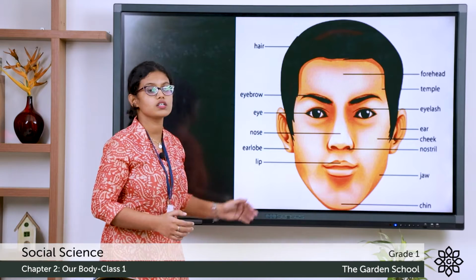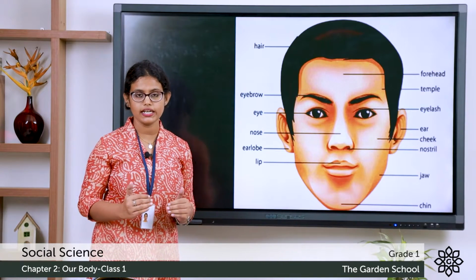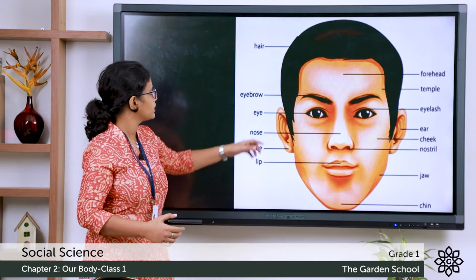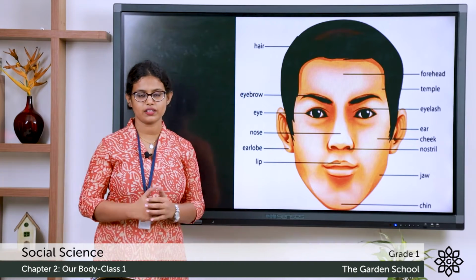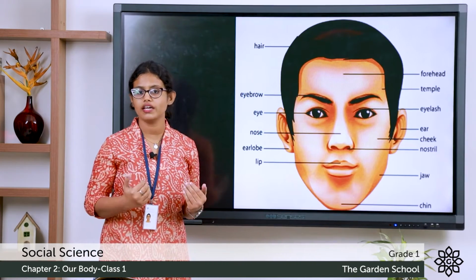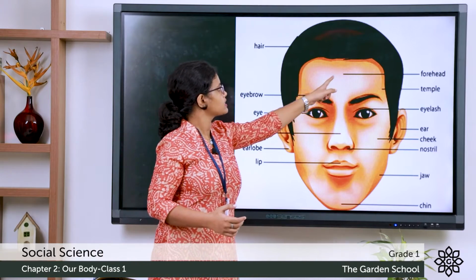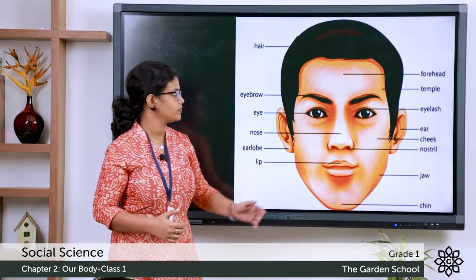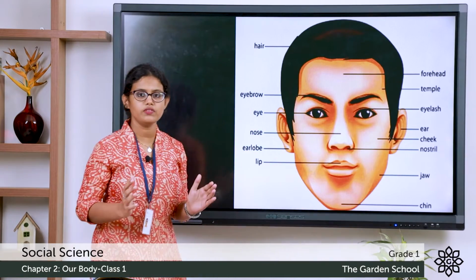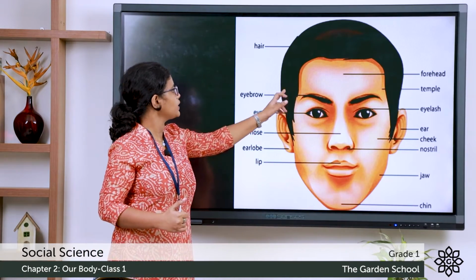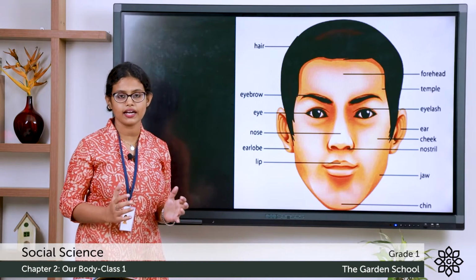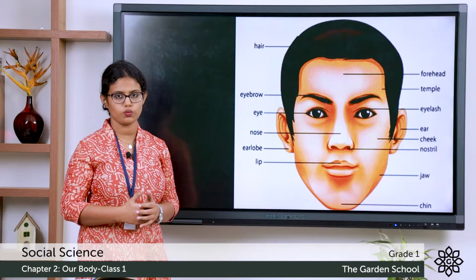So first is your head. Head is the topmost part of your body. And this is your hair. Hair covers your head. And here below that is your forehead. And this is your temple. And here you can see above your eye is the black thick hair called the eyebrow.